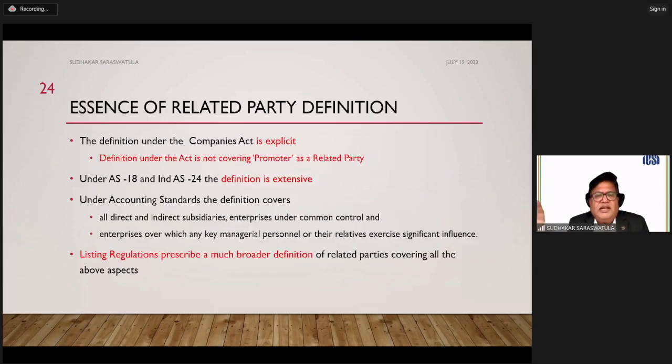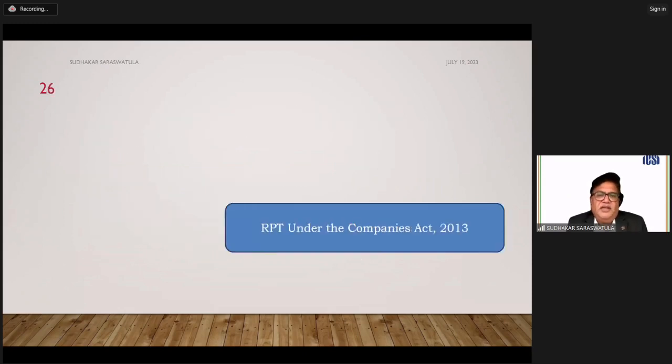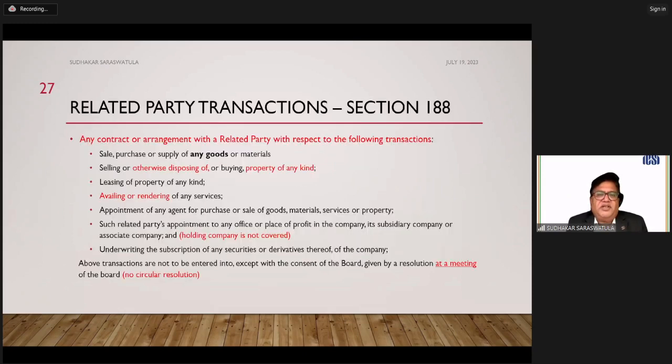If you see the essence of the related party definition, the Companies Act is very explicit. As far as the accounting standards are concerned, they are very extensive. And as far as the listing regulations are concerned, they are very exhaustive. That's what I can say: Companies Act is explicit, accounting standards are extensive, and listing regulations are exhaustive. Now let us see the related party transactions.